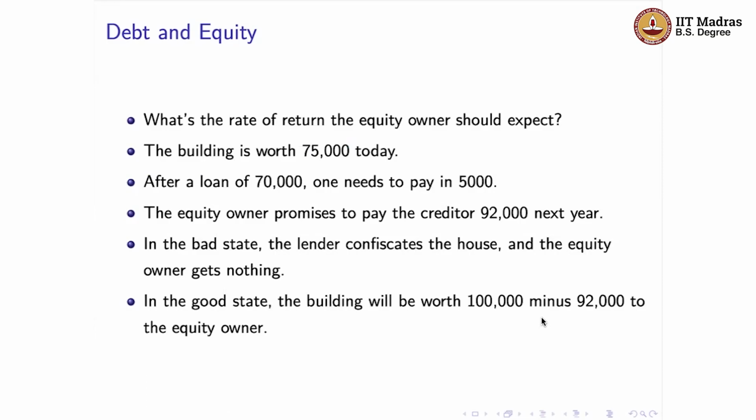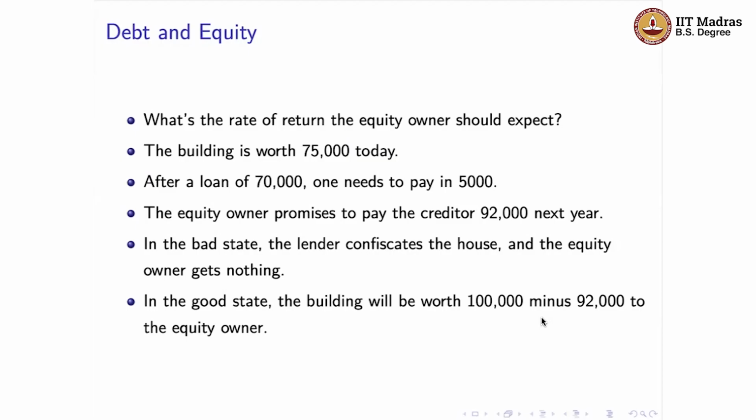What about the rate of return from the equity owner's perspective? Well, we already know the answer to this as well, right? Because we are in this perfect market scenario, the equity owner, as the residual claimant, would also end up getting 20%. But let's look at the calculations, right? So remember, the building is worth 75,000 today. A loan of 70,000 was taken. So therefore, the equity owner had to put in an investment of 5,000, right? So this is the cost today, right?